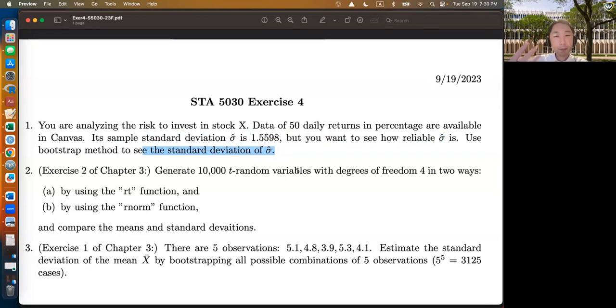So you have to sample 50 observations from the original 50 observations with replacement. Then you simulate this sigma hat. You repeat that hundreds of times. Then you take the standard deviation of those estimated standard deviations. So that is what we should do.